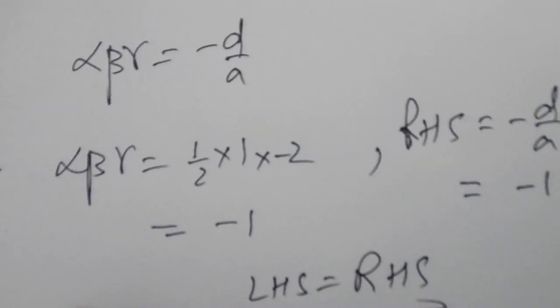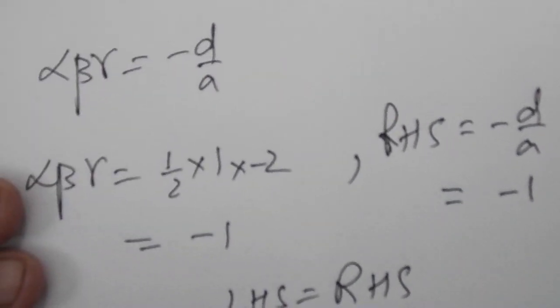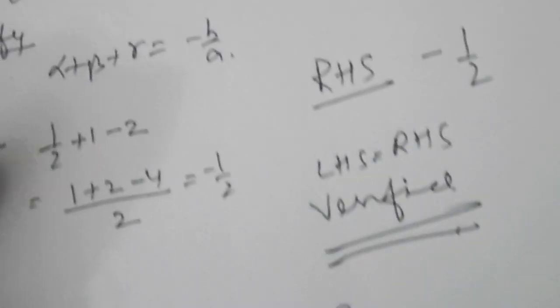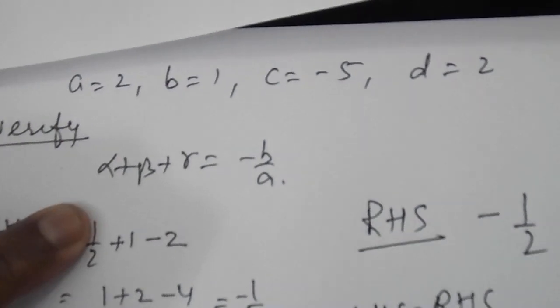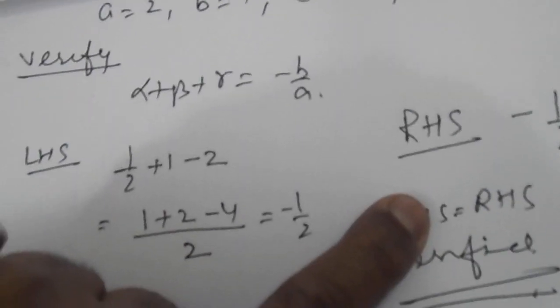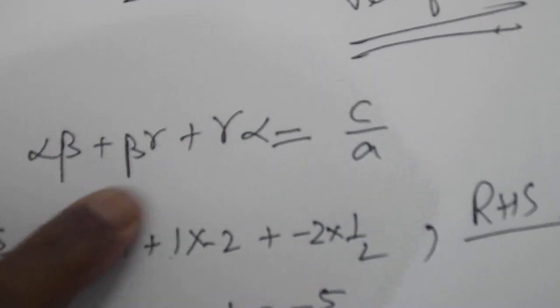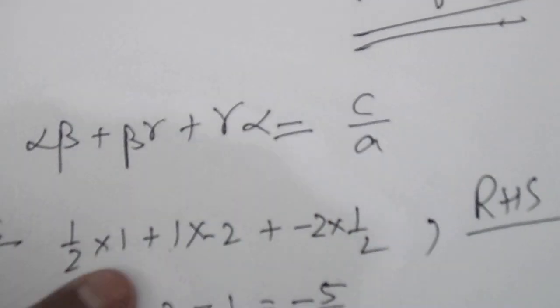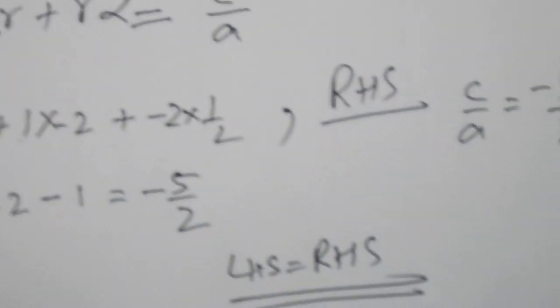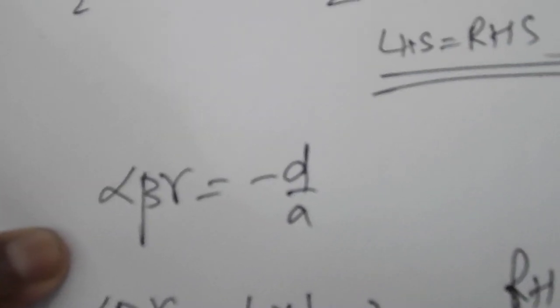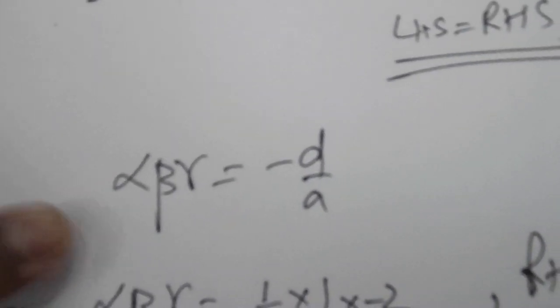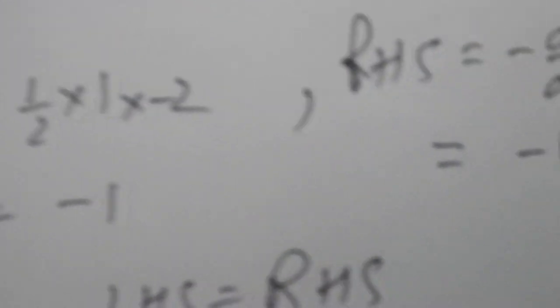So students, these are the three relations which you have to verify. See again, the first one, alpha plus beta plus gamma is minus B by A. We have verified LHS is equal to RHS. The second one, alpha into beta plus beta into gamma plus gamma into alpha is C by A. LHS is equal to RHS. Third one, alpha into beta into gamma is equal to minus D by A. LHS is equal to RHS.